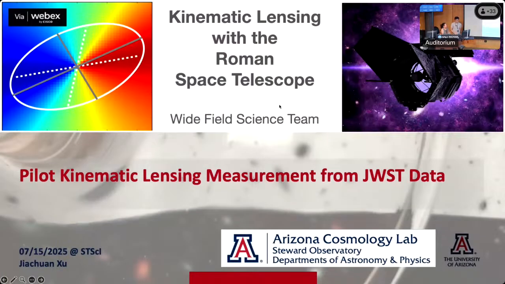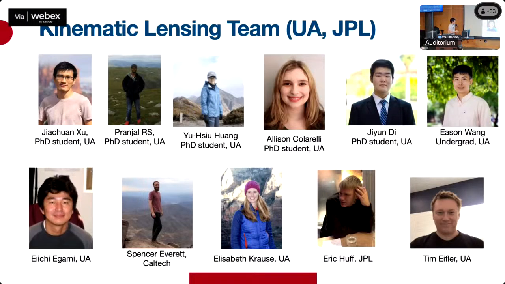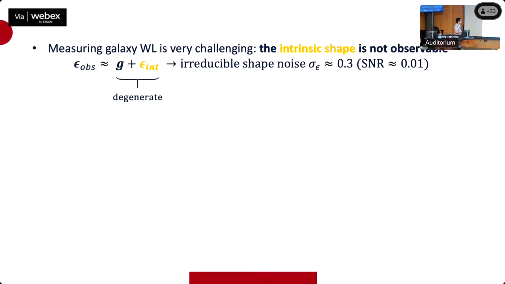So next we have Jiachuan Xu, who's going to tell us about kind of a different kind of lensing. So go ahead. Thank you, Amy. It's my great honor to talk about pilot kinematic lensing measurements from DESI data here. This work is under the collaboration of kinematic lensing with the Hubble Space Telescope wide field science team. And this is our logo and also the Arizona Cosmology Lab. First, I'd like to say thank you to this whole brilliant collaboration team at University of Arizona and also at JPL. So first of all, let's go back to weak lensing measurements.